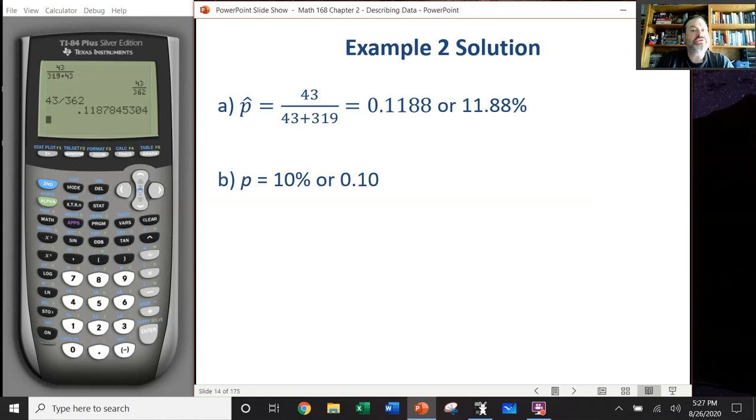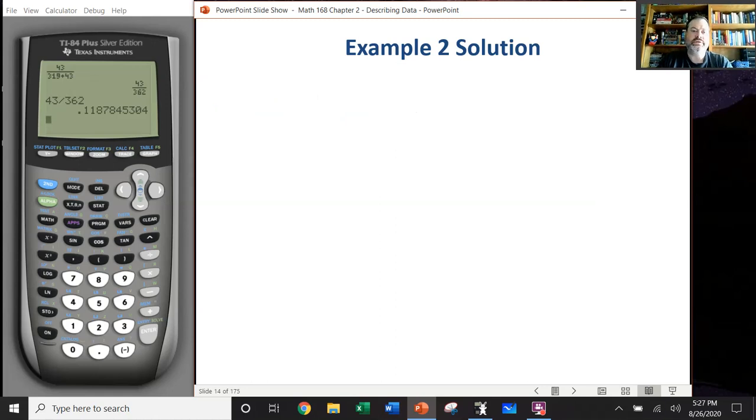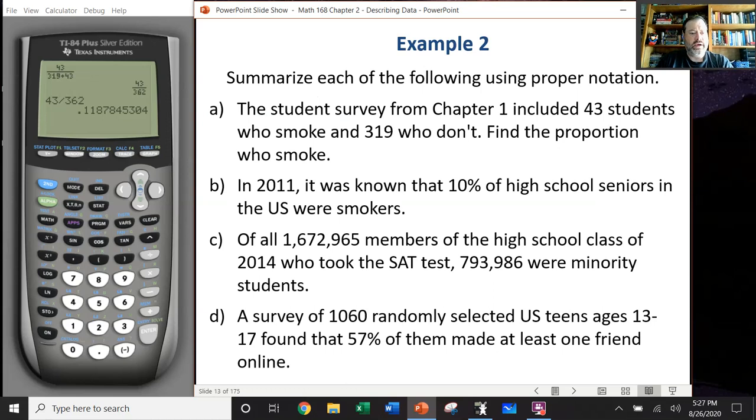And so this is a lot of what you have to do in this class, at least early on: identify population or sample and then attach the correct notation to it. All right, part C. Of all 1,672,965 members of the high school class of 2014 who took the SAT test, 793,986 were minority students.